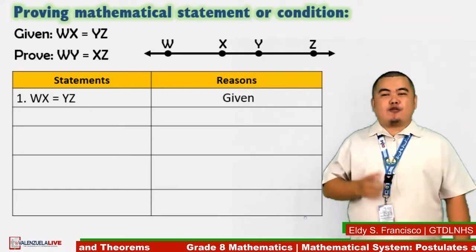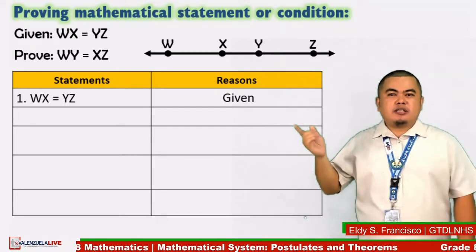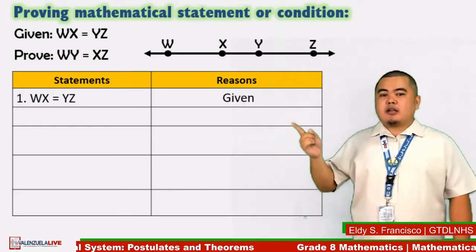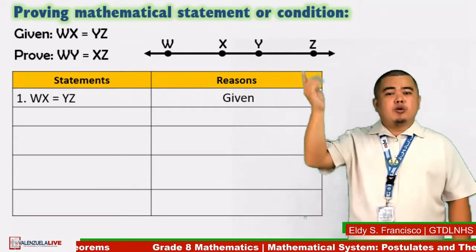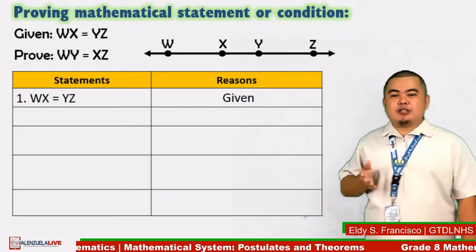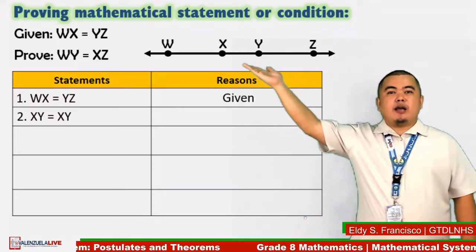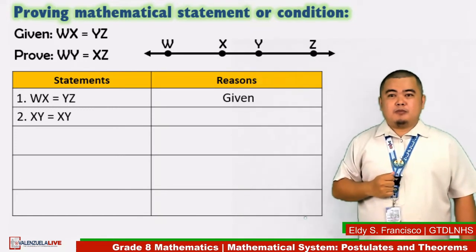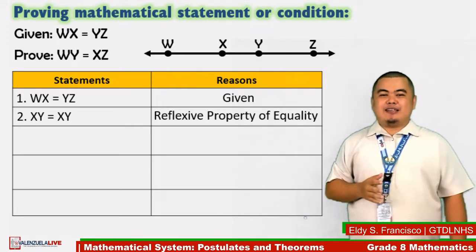For the second statement, try to think of it. Since we cannot construct another statement from the first statement, try to look at the illustration and create a statement that will lead you to prove the condition. Okay, let us use the statement XY equals XY. XY equals XY. And what is the reason? Very good. That is reflexive property of equality.